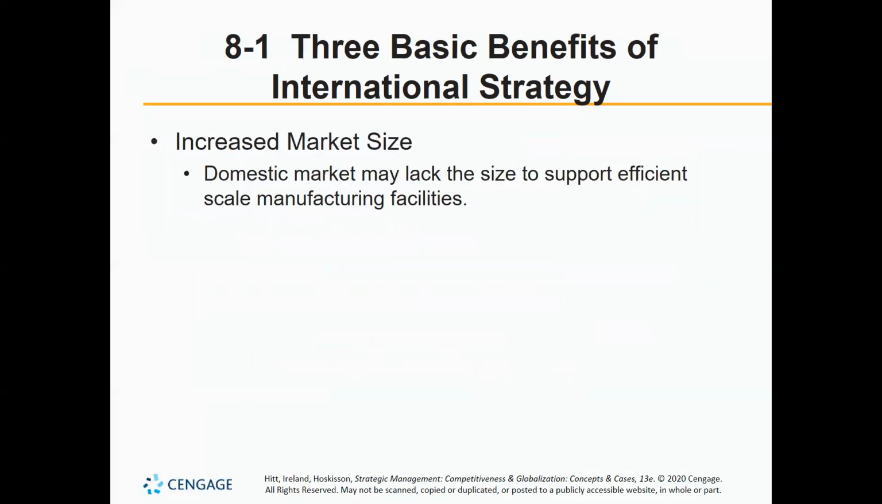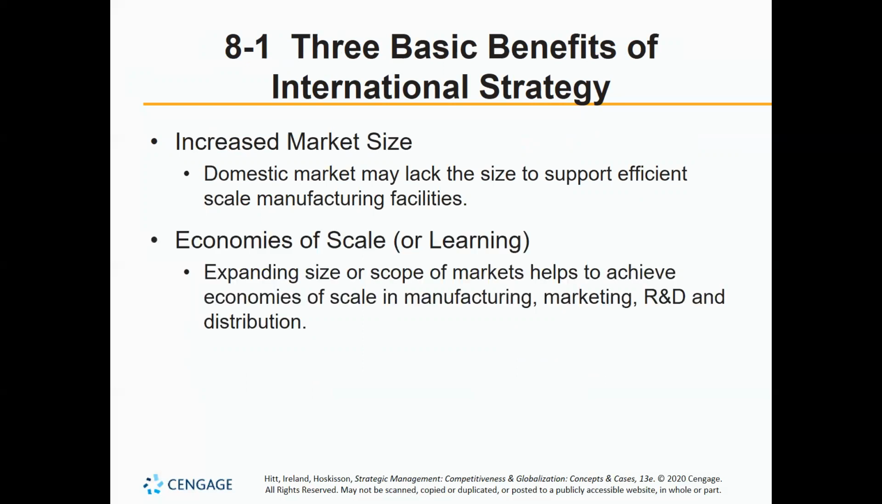So, three basic benefits include increased market size. For example, a domestic market may lack the size to support efficient scale manufacturing facilities. You simply need more customers to sell to in order to be efficient. So if you can move to a different country, that allows you to have a larger market.